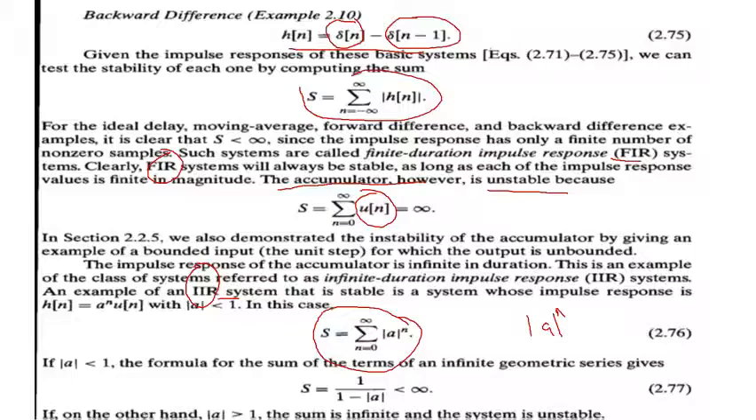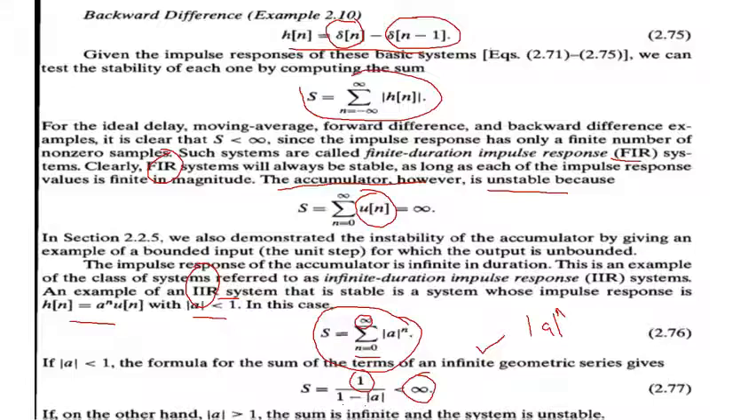However, if the magnitude of a is less than 1, then we can use the geometric formula. This is an infinite series starting from 0 and going towards infinity. The formula for this will be the first term, a raised to the power 0, which is 1, divided by 1 minus the ratio. So this is an infinite series, but the sum will be less than infinity. You can check it yourself.